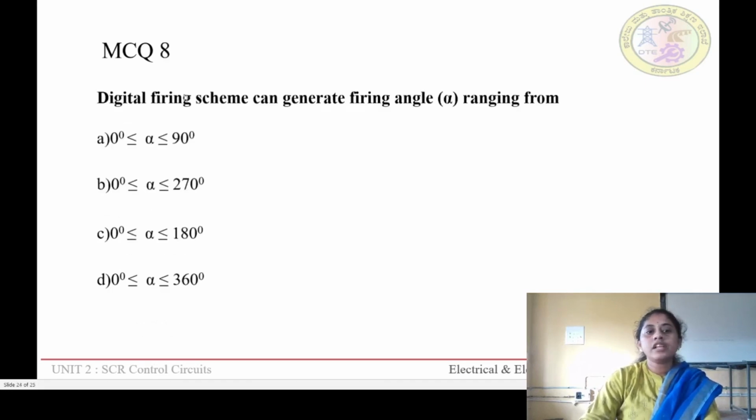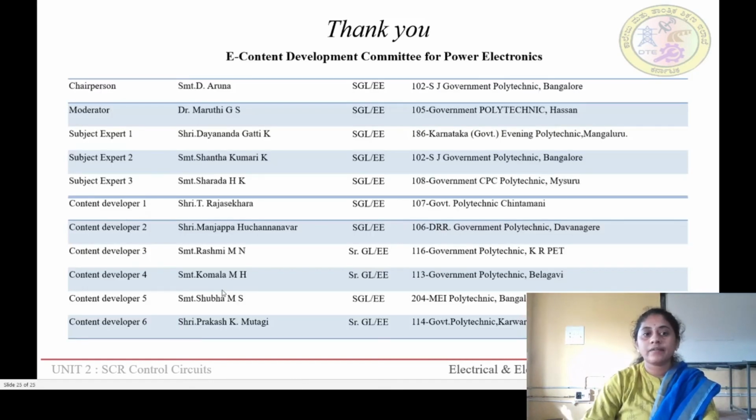Next, digital firing scheme can generate firing angle alpha ranging from, I think no need of options for this, because in digital firing scheme it can produce pulse at any firing angle by changing the preset value of the counter. So the answer is option D, that is 0 to 360 degrees.